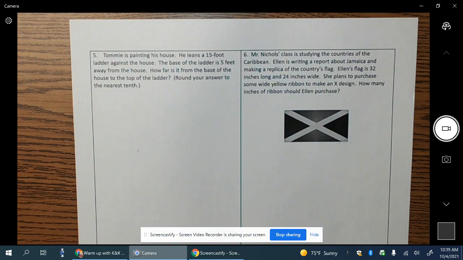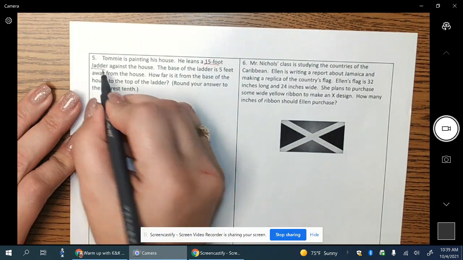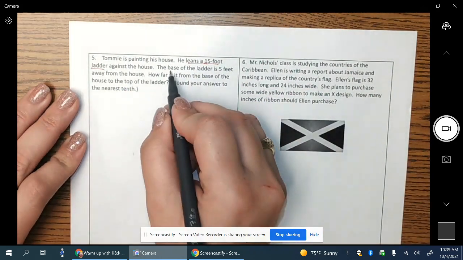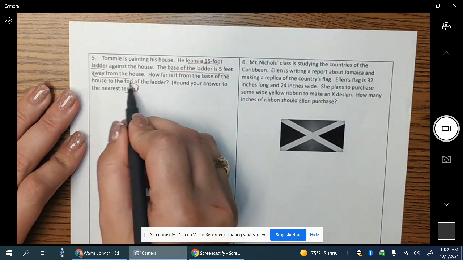Tommy's painting his house. He leaves a 15-foot ladder in his house. The base of the ladder is 5 feet away from the house. How far is it from the base of the house to the top of the ladder? Find your answer to the nearest tenth.